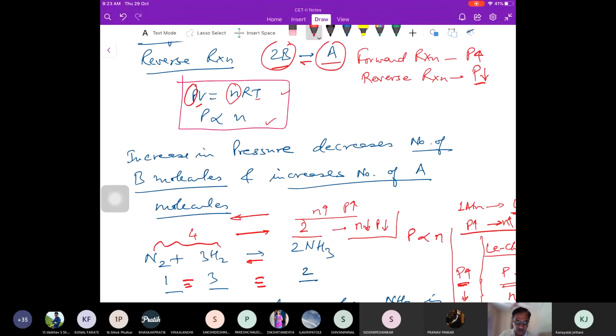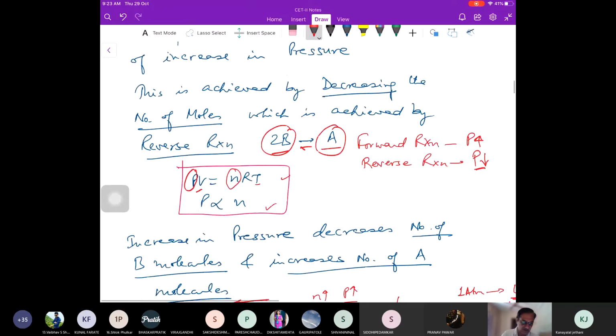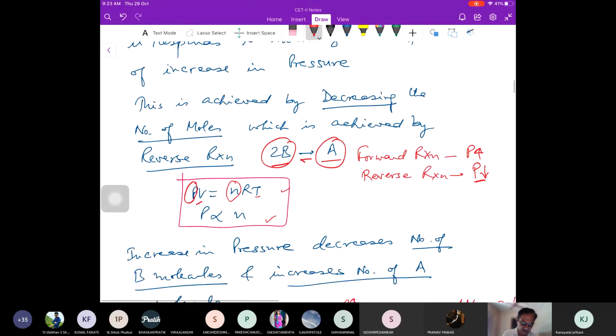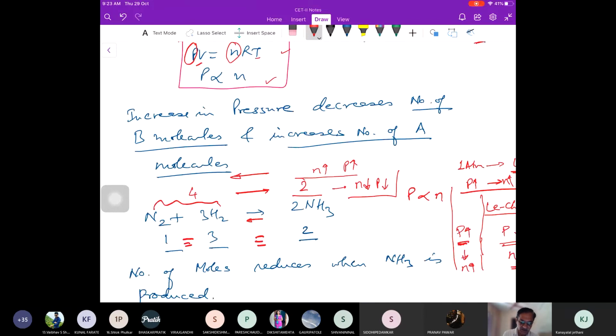So an increase in pressure decreases the number of B molecules, right? In this reaction, it tries to reduce the number of B molecules. How will it reduce the number of B molecules? By doing the reverse reaction, and increasing the number of A molecules. If the reverse reaction happens, okay?